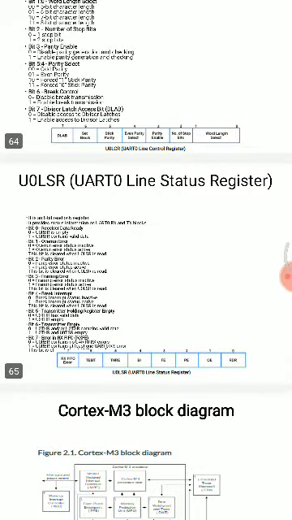The next one is the UART line status register. Bit 0 is receiver data ready, bit 1 is overrun error, bit 2 is parity error, bit 3 is framing error, bit 4 is break interrupt, bit 5 is transmitter holding register empty, bit 6 is transmitter empty, and bit 7 is error in the receiver FIFO. So these are all the UART communication register formats. Next class we are going to see the Cortex M3 block diagram. Thank you.